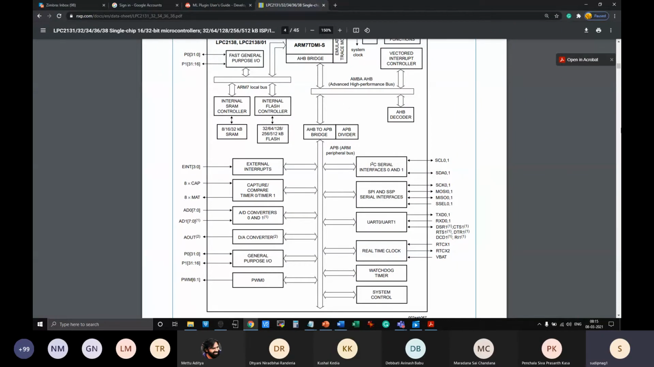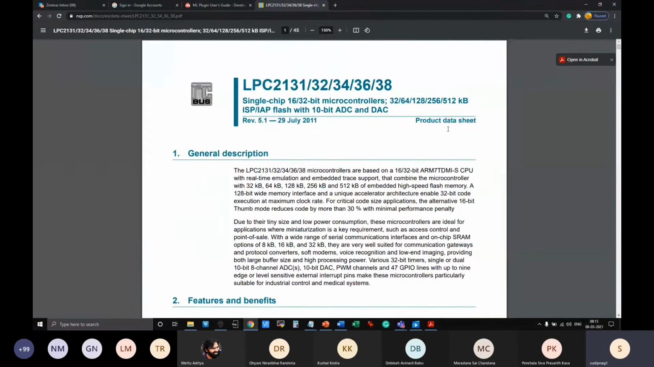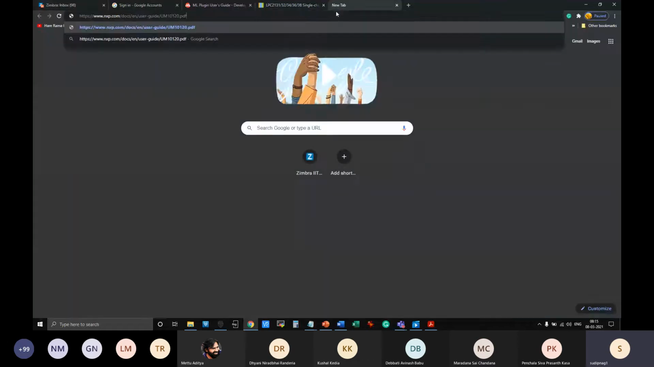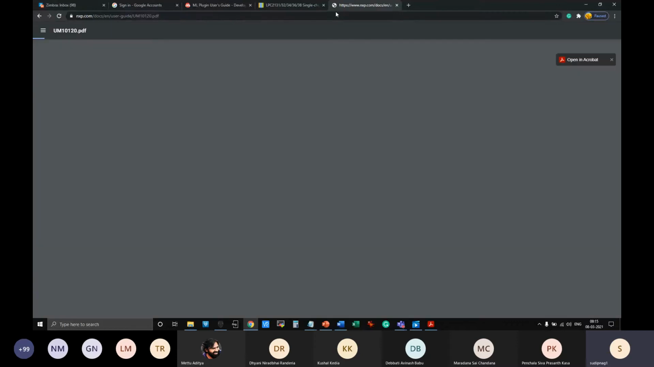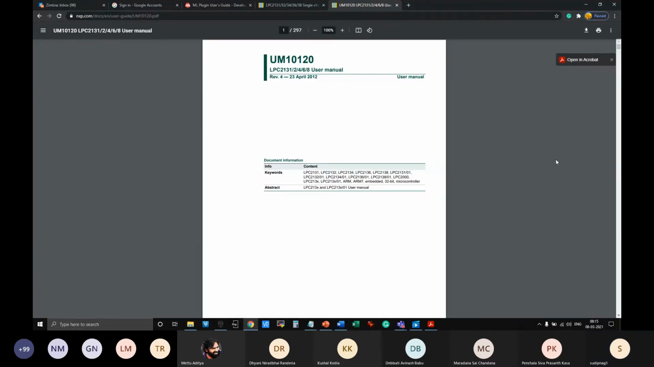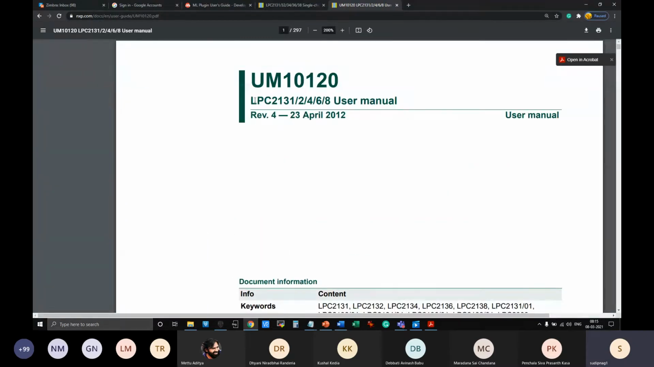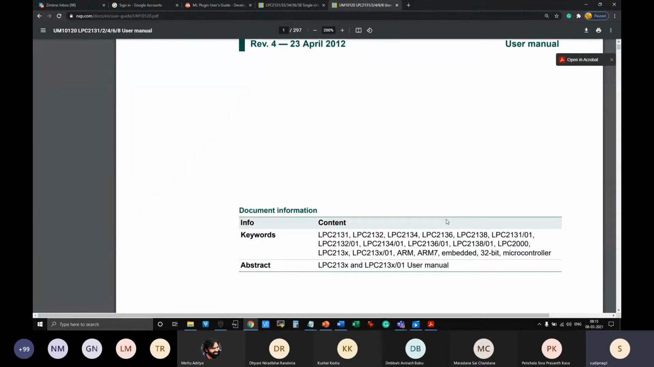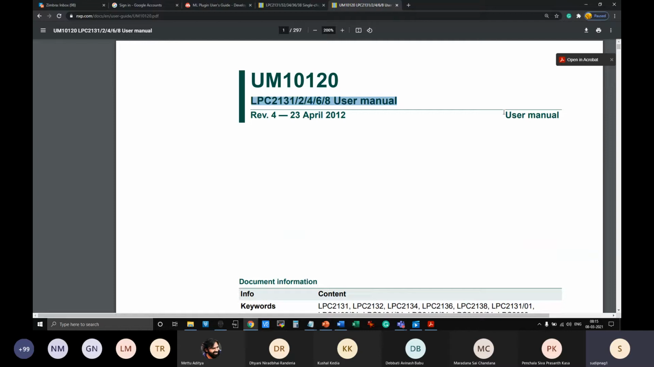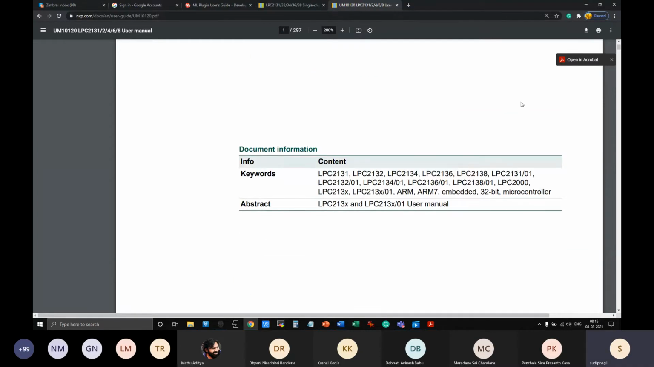So this document is the datasheet. This is called the product datasheet. Now this product datasheet is also supplemented with another document, which is the user manual or hardware manual. You can see in this document that it is for the same series of microcontroller. This user manual is a very important document because while writing codes, while developing programs for this microcontroller, you always have to refer to this manual, very often.